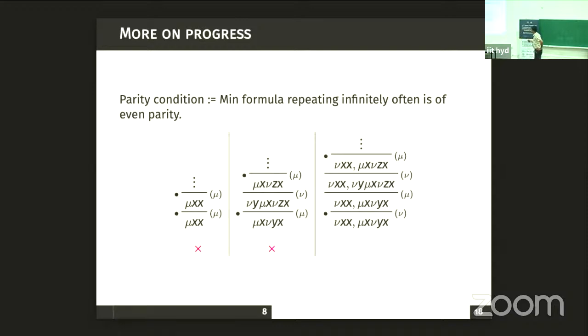In this case, you still have this formula. So this thread won't contribute to the progress, but you have this simple nu X, X, which is a formula which occurs infinitely often and is of even parity. And this gives you the progress.